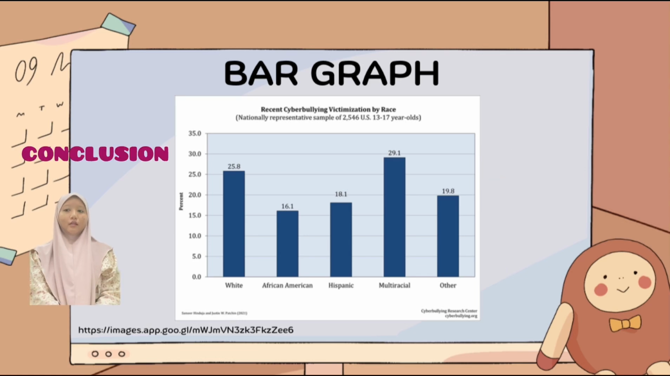For the conclusion, based on the bar graph, we can identify that multiracial has the highest number of victims of cyberbullying. Meanwhile, African Americans have the least amount of victims.